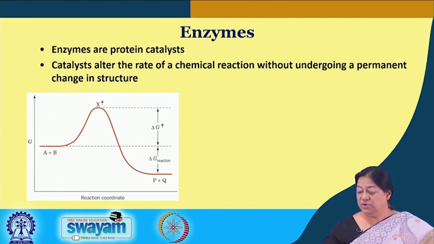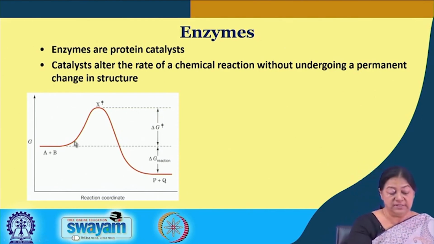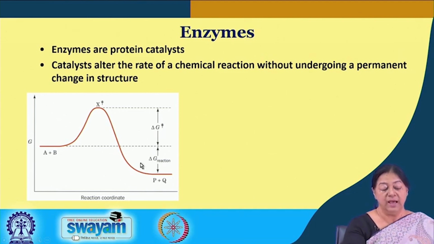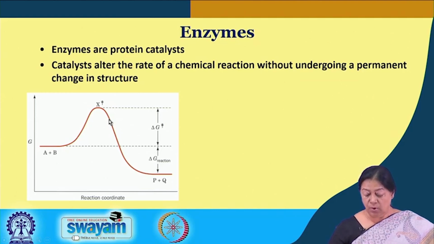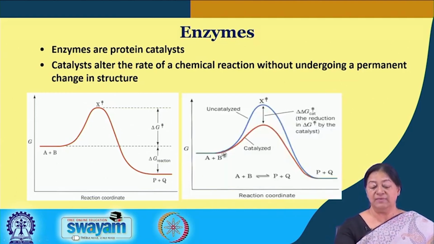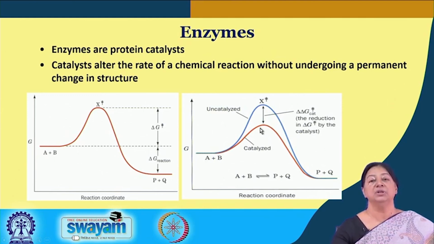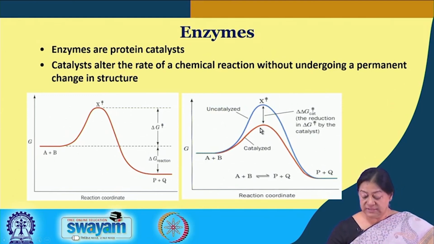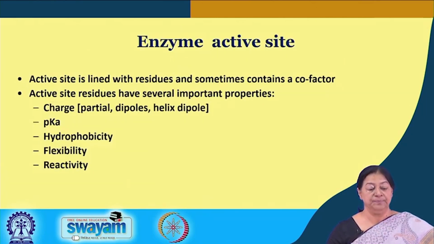So, if we have a general set where we are looking at a reactant going to a set of products, and we have a certain activation barrier that has to be crossed. We know that if we have an uncatalyzed reaction, this is what we have, and if we have a catalyzed reaction, we have a reduction in the activation energy. This is exactly what enzymes also do when they act as protein catalysts.